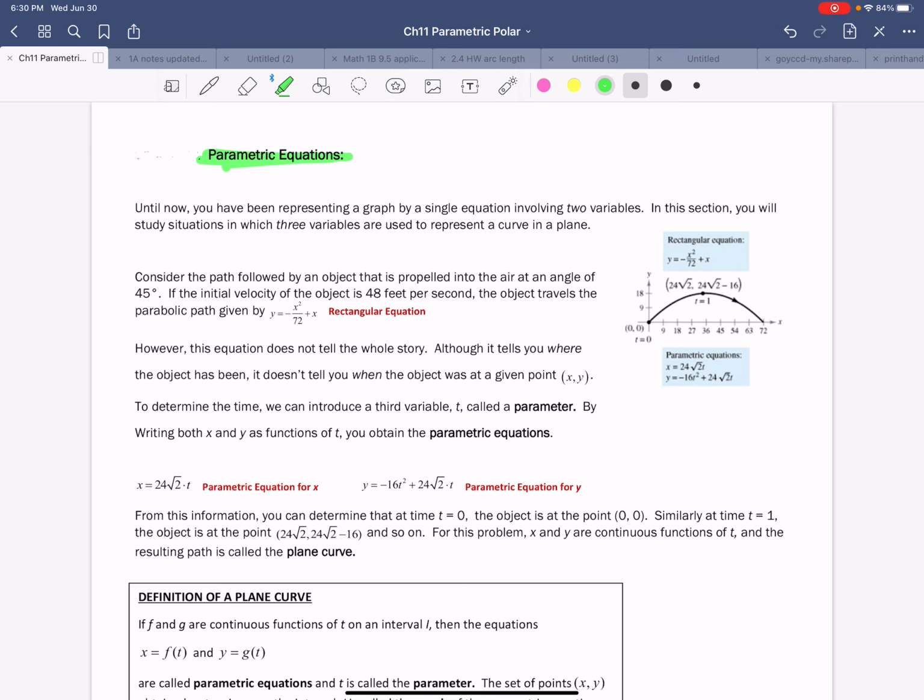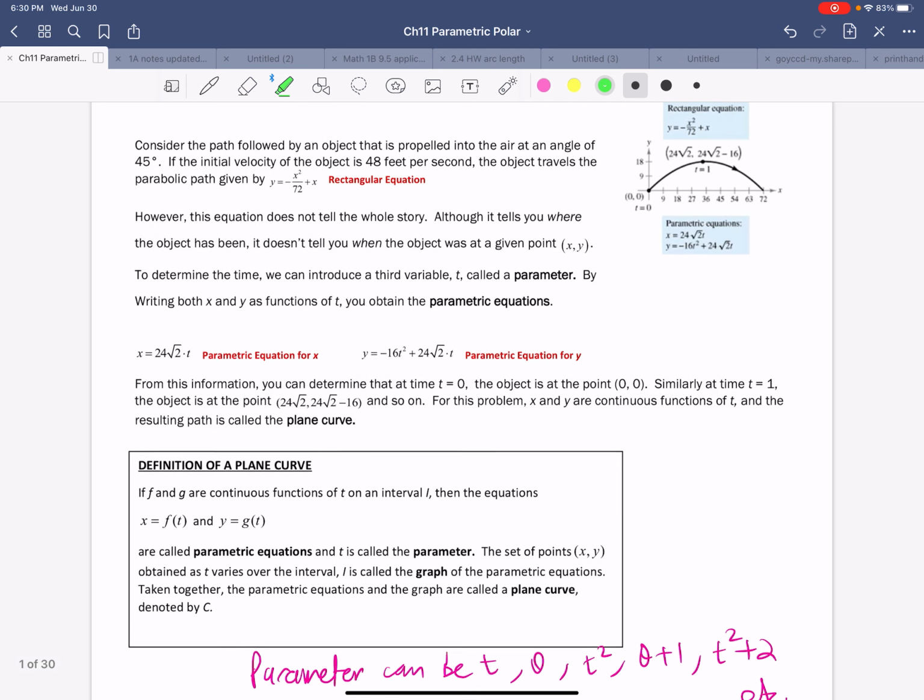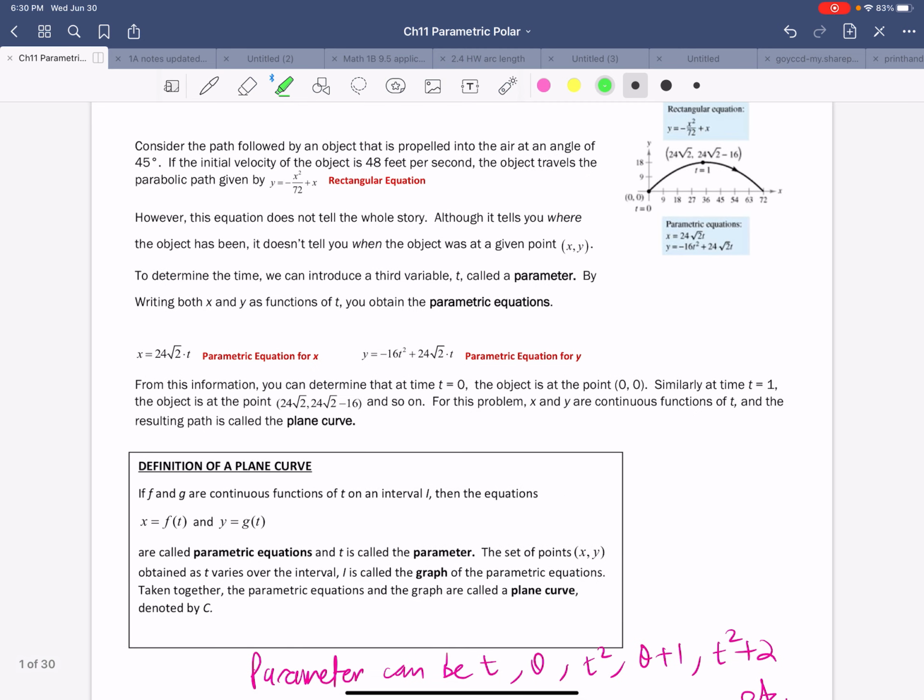When we throw an object in the air, the horizontal velocity and the vertical velocity are independent of each other. They both depend on the time t. So we represent x and y by introducing another variable. Both x and y depend on another variable, t or t squared or theta squared plus 1, any other variable that both x and y depend on. We can represent x and y using those functions.